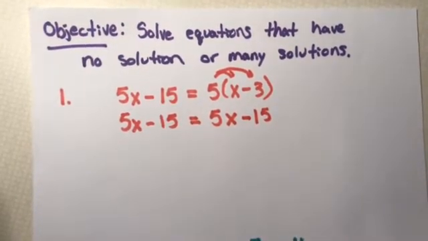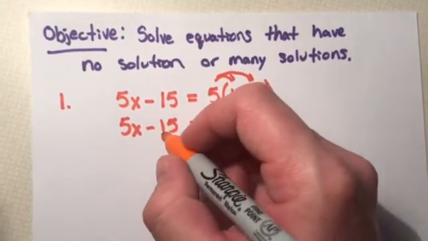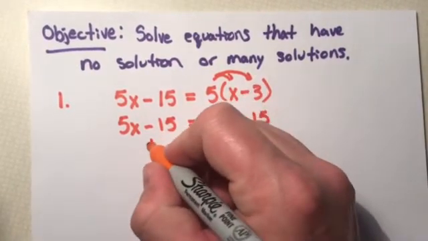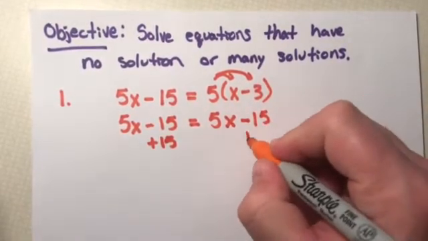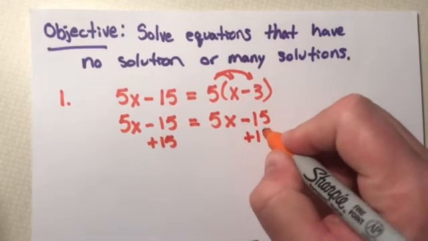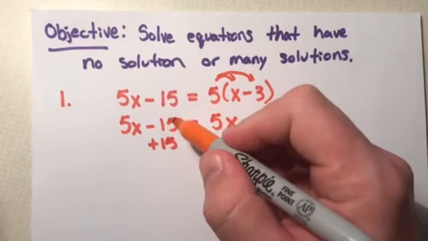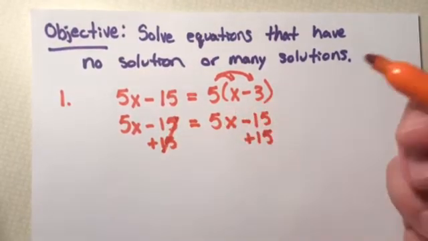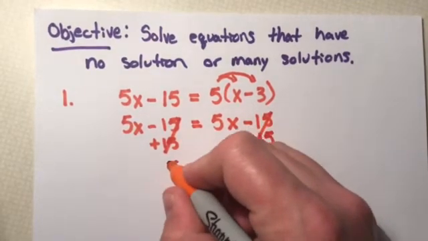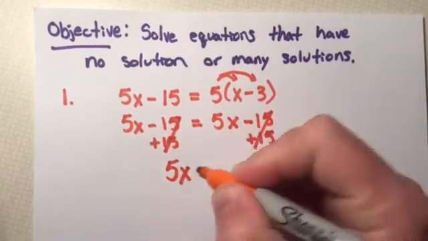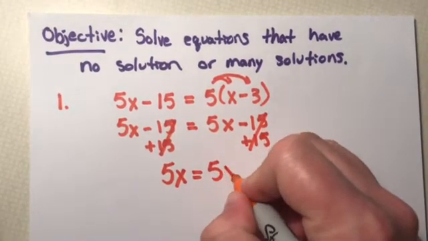And I might then choose to just add 15 to both sides. Maybe I decide to move all the constant terms to the right side. And I might notice that something weird happens. Negative 15 plus 15 is 0. Negative 15 plus 15 is also 0. So I get 5x's on the left side of the equation is equal to 5x's on the right side of the equation.